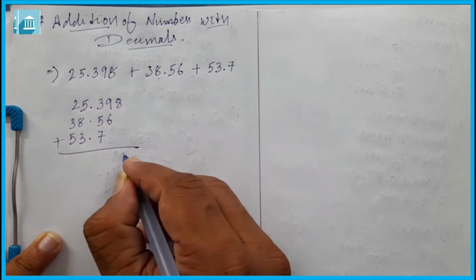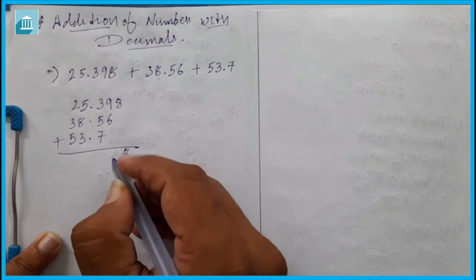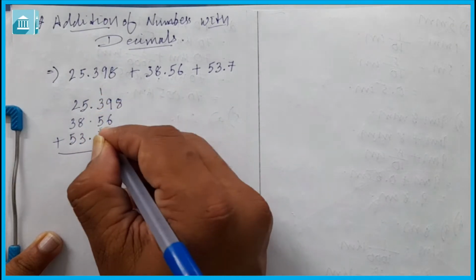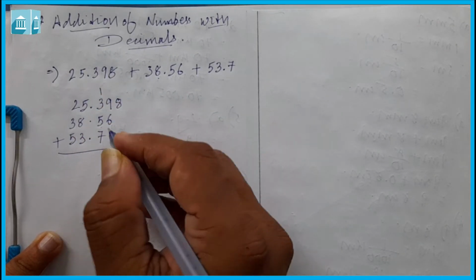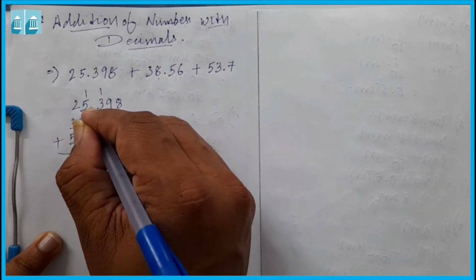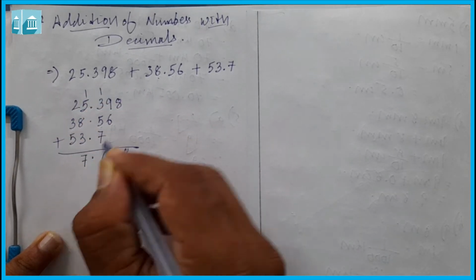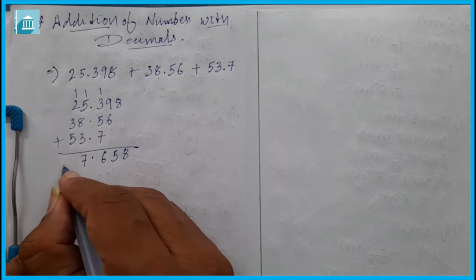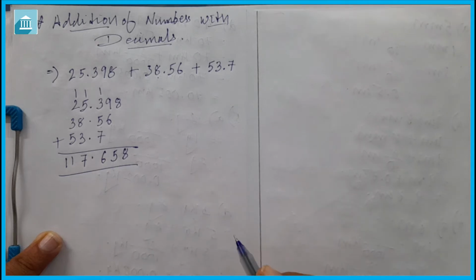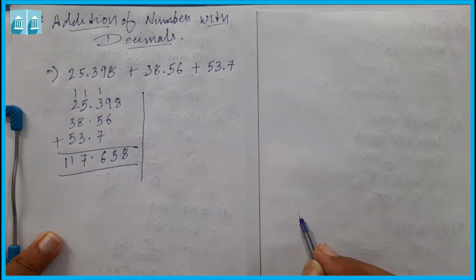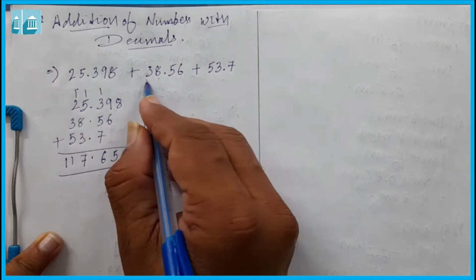So here 8 alone is there, so 8, then 9 plus 6, that is 15, so 5 here, 1 carried. Then 4 plus 9 plus 7 means 16, so 6 here, 1 carried. Then 5 plus 1 is 6, plus 8 is 14, plus 3 is 17, 7 here, 1 carried. Then 3 plus 3 is 6, plus 5 is equal to 11. So the answer is 117.658.